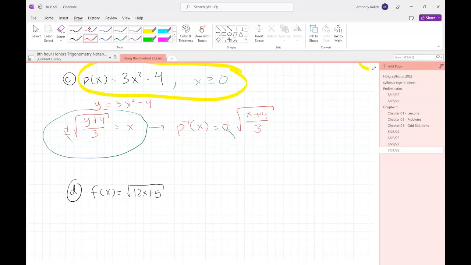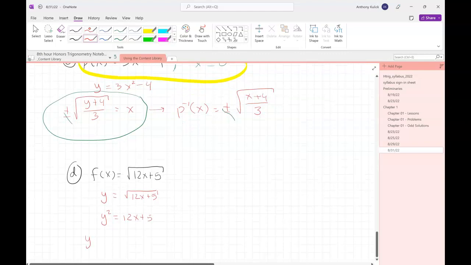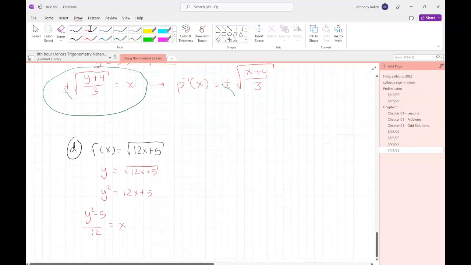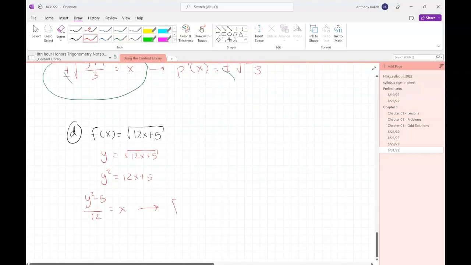Square root function, right? What's the graph of a square root function look like? Just kind of looks like that, right? So that passes the horizontal line test, so I have no problems. So replace it with a y, get the x by itself, so we'll square both sides. And then subtract 5 and divide by 12. And there's my inverse.